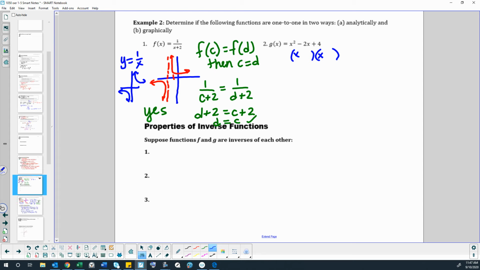It doesn't factor, does it? Factors of 4 that add up to -2? It doesn't factor. I was thinking it does. We would have to do what's called completing the square on this one.